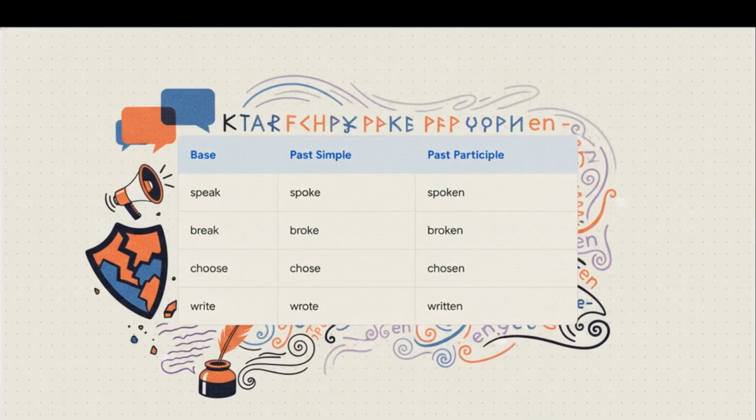All right, here's another super common pattern. The vowel changes for the simple past, so speak becomes spoke, but for the past participle, the vowel changes again, and you add an en to the end, spoken. You see it over and over. Break, broke, broken. Write, wrote, written. That little en ending, that's another one of those language fossils, a direct throwback to Old English.